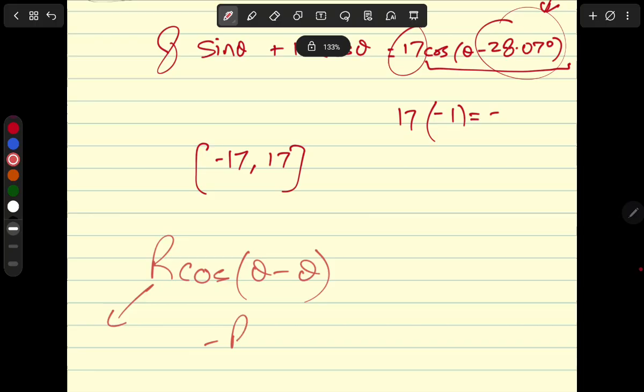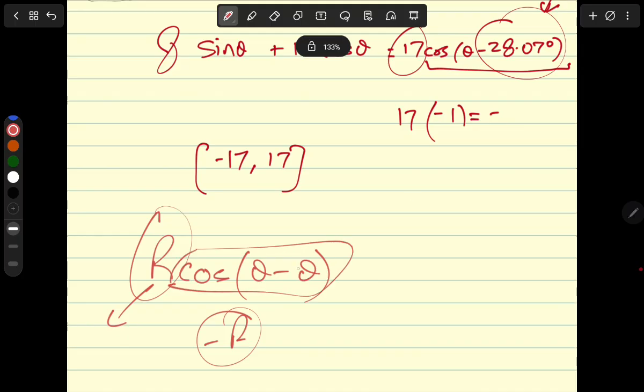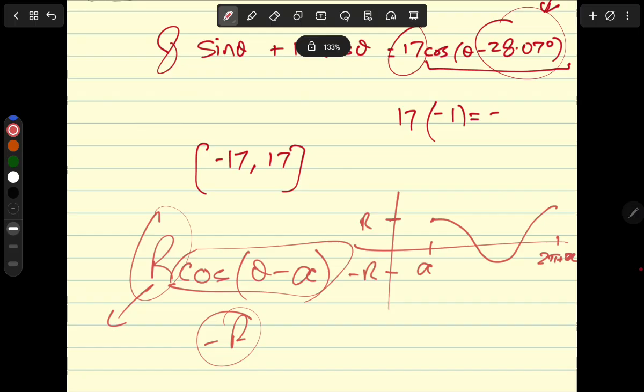This is the maximum value. The minimum value will be at negative r because there is no plus c, right? I'm taking the liberty because a vertical shift changes the maximum and minimum value. By the way, the range is going to be 2r, the difference between the maximum and minimum. The location of maximum is where this cosine function is 1, so at alpha, because the cosine function starts here. So at alpha and at 2 pi plus alpha, or 360 plus alpha, this is going to take the maximum value r and the minimum value negative r. Okay, I hope this is crystal clear.